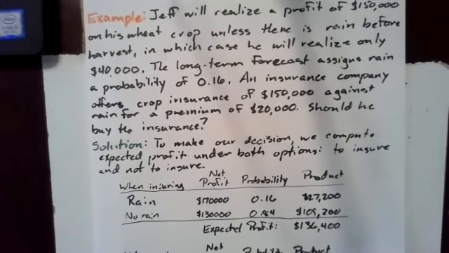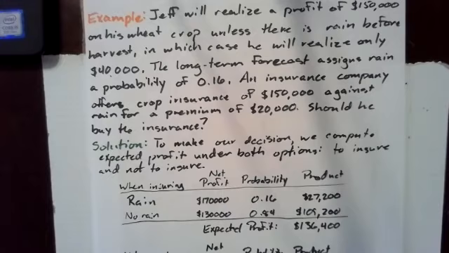One last example. Jeff will realize a profit of $150,000 on his wheat crop unless there is rain before harvest, in which case he will realize only $40,000. The long-term forecast assigns rain a probability of 16%, or 0.16. An insurance company offers crop insurance of $150,000 against rain for a premium of $20,000. Should he buy the insurance?